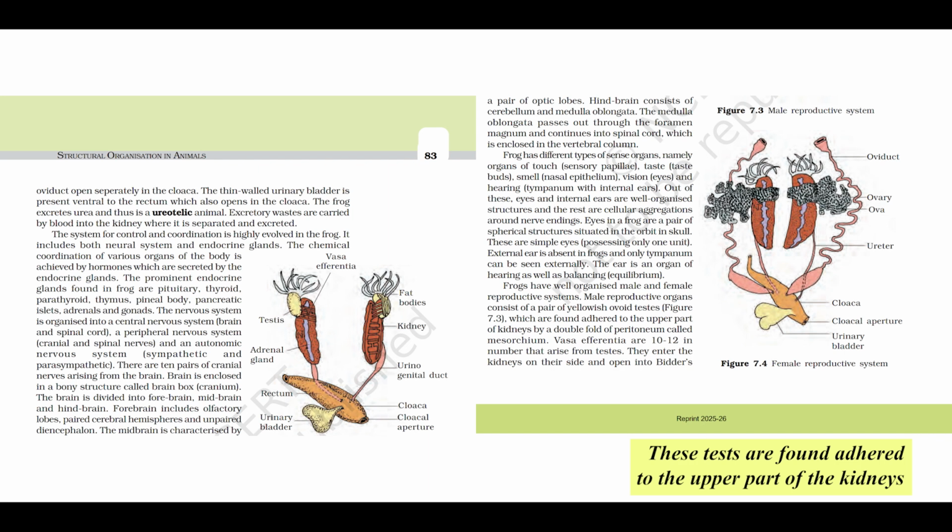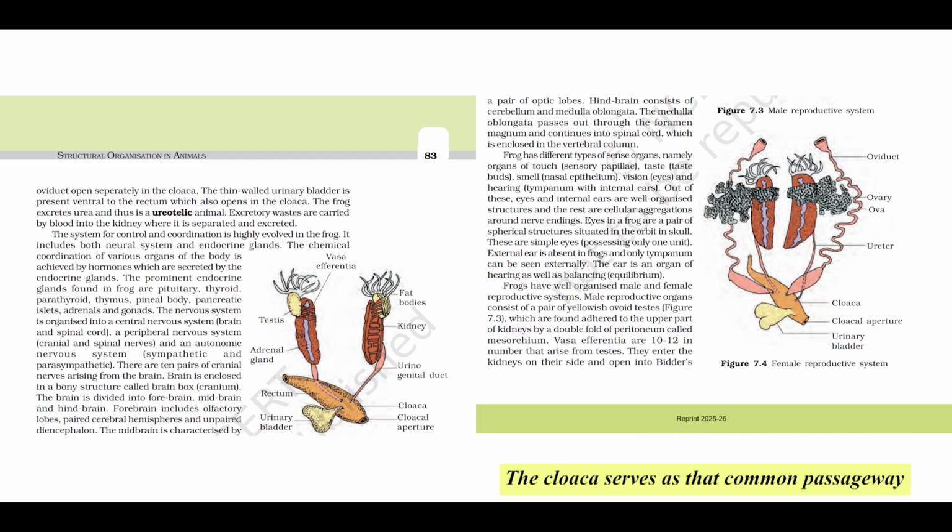These testes are found adhered to the upper part of the kidneys by a fold of peritoneum called the mesorchium. From each testes, about 10 to 12 small ducts called vasa efferentia arise. These enter the kidneys and open into a structure called Bidder's canal, remember that name. Finally, Bidder's canal communicates with the urinogenital duct, which carries urine too, remember, that comes out of the kidneys and opens into the cloaca. The cloaca serves as that common passageway for fecal matter, urine, and sperms to the exterior.